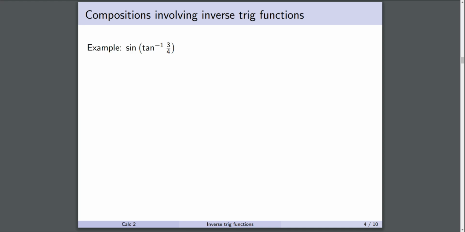Let's look at another example. This one's a bit more complicated. So here we have sine of inverse tangent of 3/4. And the approach we're going to take is to draw a right triangle that represents the setup for this problem.